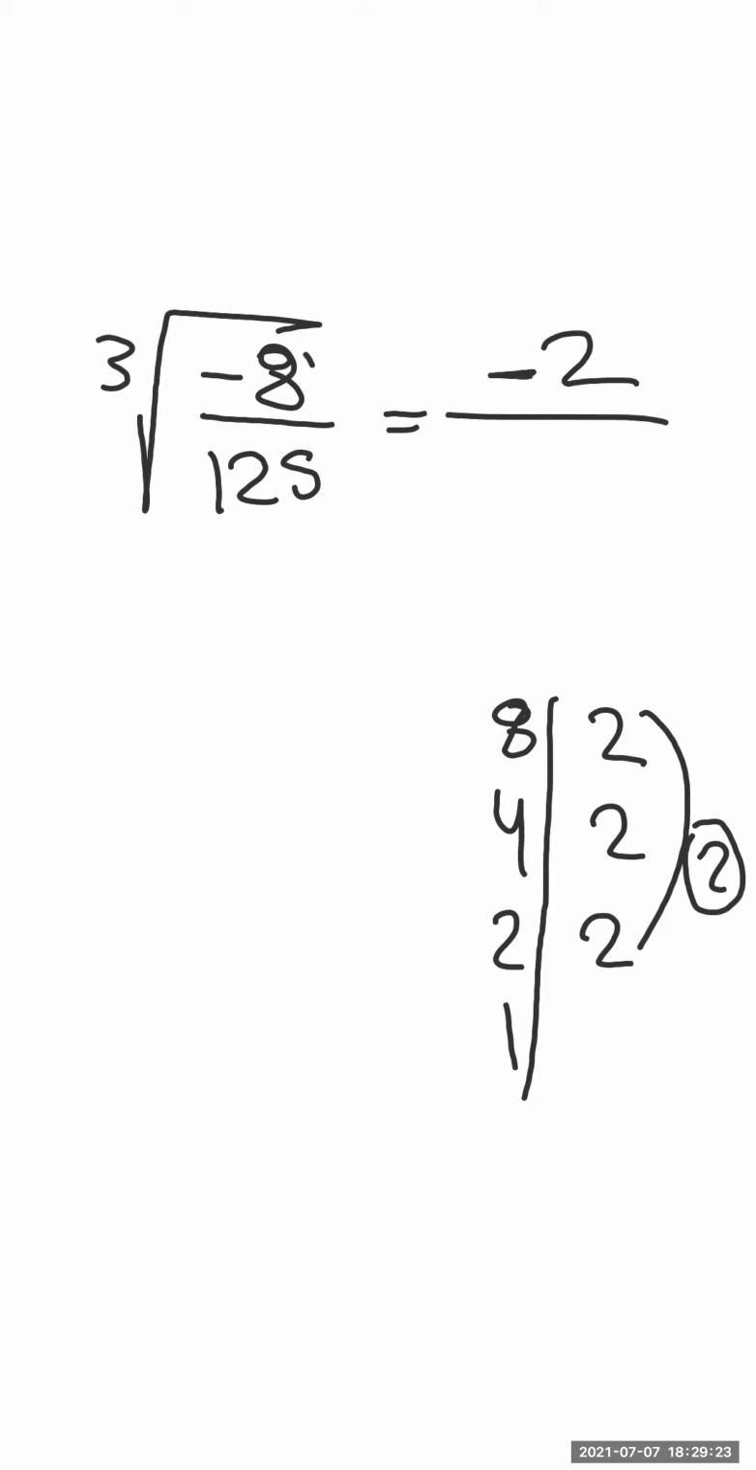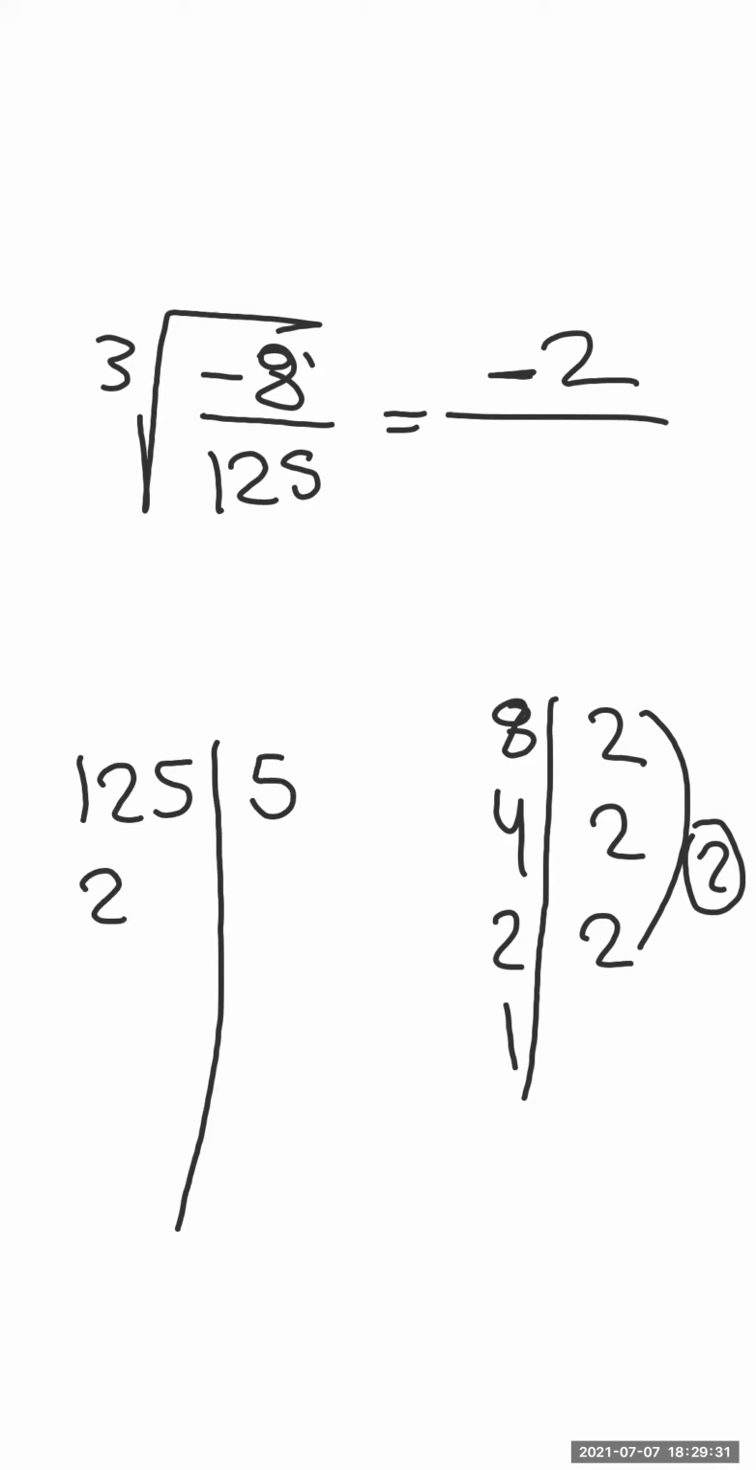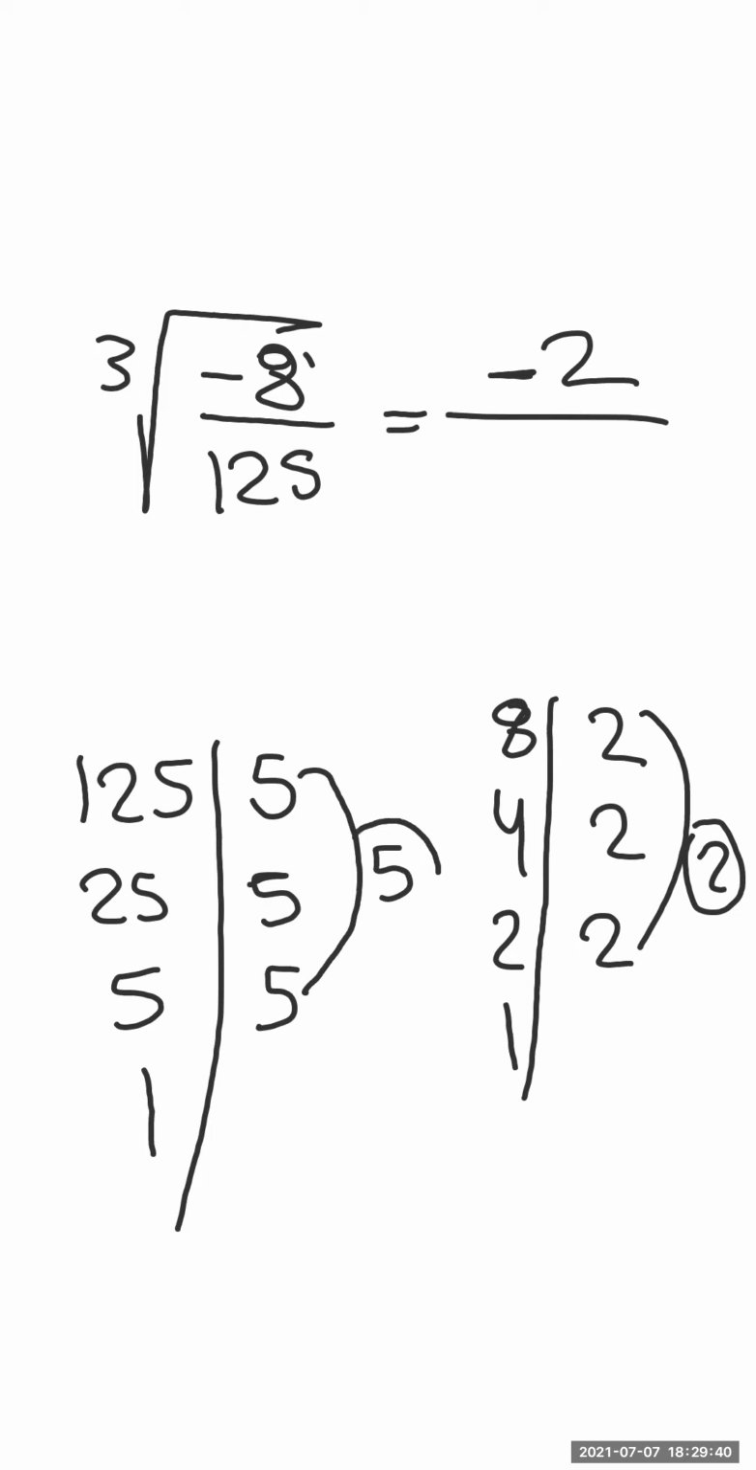Then what about 125? I'm going to divide it by 5 because 125 is divisible by 5, so it will equal 25. Then divide it one more time by 5 to equal 5. Then divide it by 5 to equal 1. Also 5 is repeated 3 times, so the cubic root will equal only 5. So here the cubic root of negative 8 over 125 will equal negative 2 over 5.